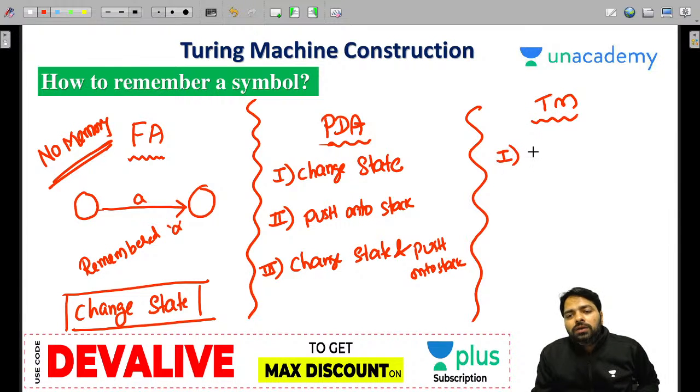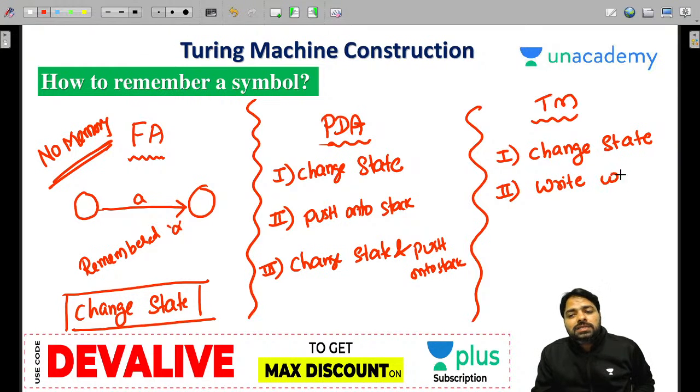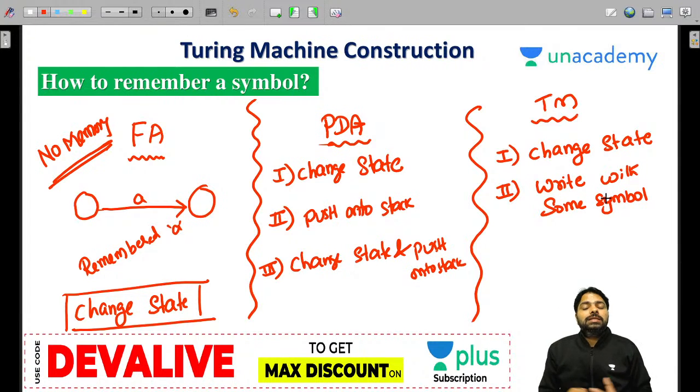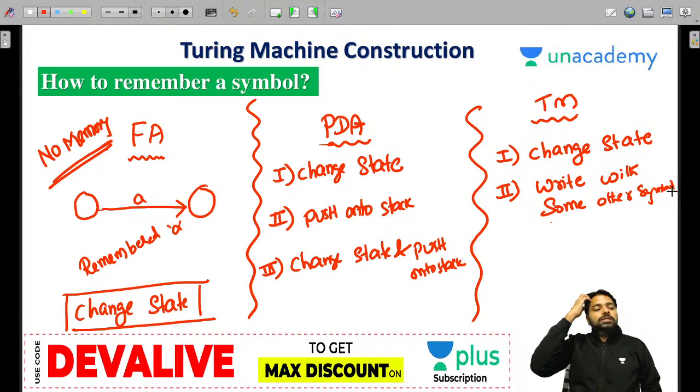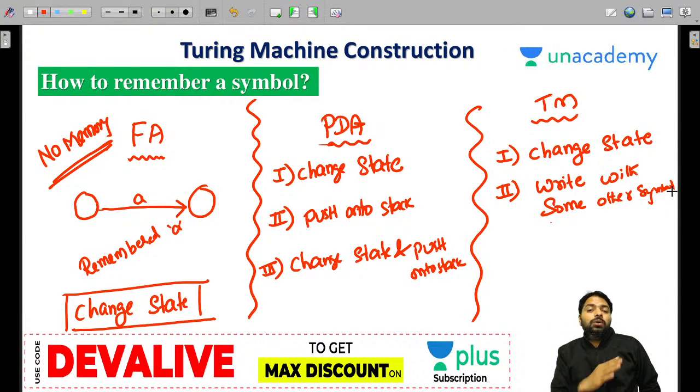Here, one, you may change the state exactly like a finite automata if you don't want to write anything. And second, you can write with some other symbol so that you know that you have remembered it. A I replace with X. That means I remembered it. When I come back, I know A was not there, somebody is representing it, which means I remembered it. You write with some other symbol so that you indirectly remember it. Clear? So these are the two things that you can use in the Turing machine. Whenever I say remember something, either you can write with some symbol or you can change the state, depending on your requirement. Of course you can do both simultaneously. That is what I need.